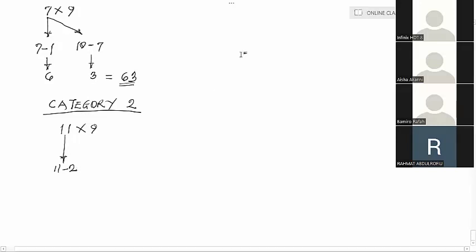11 minus 2, sorry, I have some people waiting for me there. So let them come in so that they can join us.